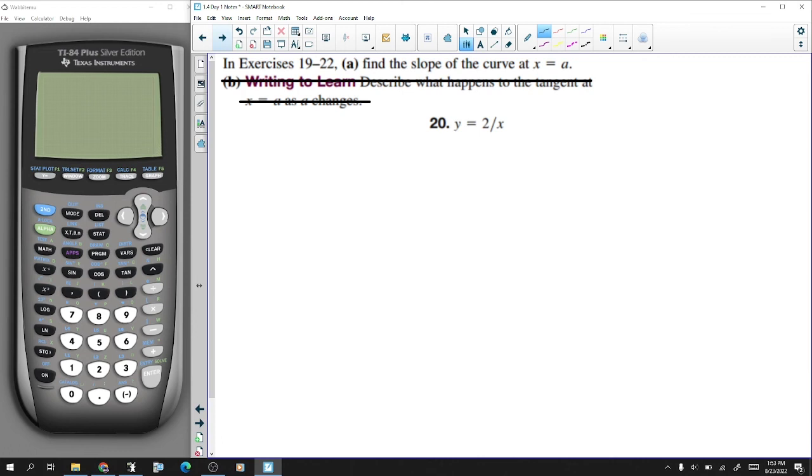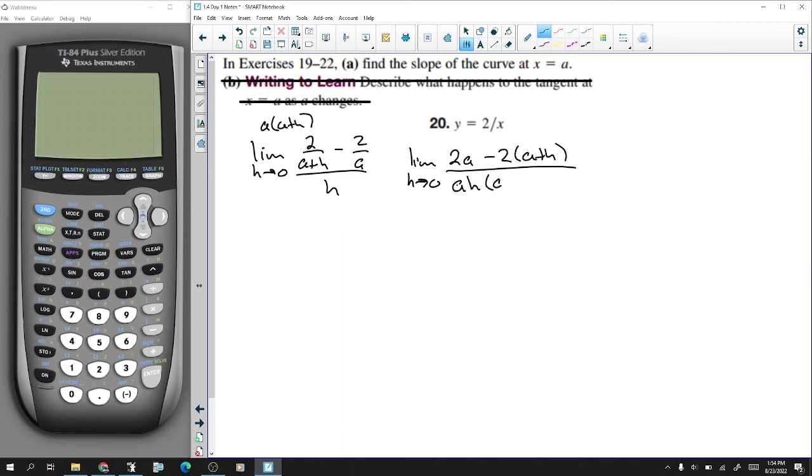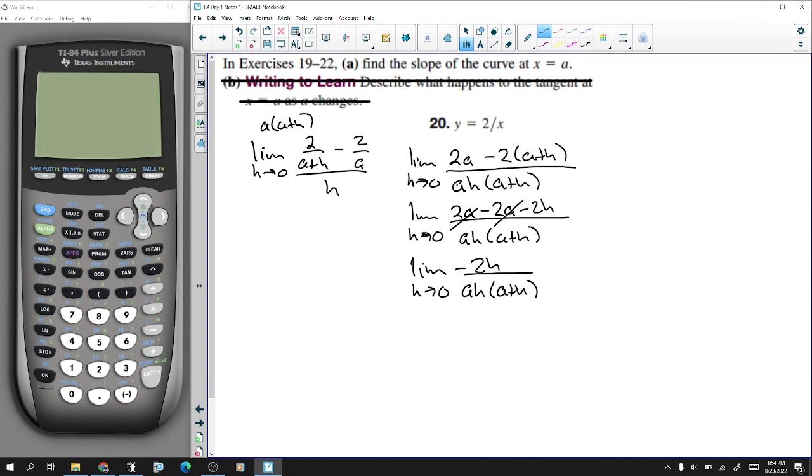Find the slope of the curve at x equals a. We have the limit as h approaches 0 of 2 over a plus h minus 2 over a, all over h. Limit as h approaches 0. We're going to multiply by a and a plus h, all three of those. So the a plus h's cancel, we get 2a. The a's cancel, we get minus 2 times a plus h. And then in the denominator, we get a h times a plus h. Limit as h approaches 0 of 2a minus 2a minus 2h over ah times a plus h. Well, these cancel. We have limit as h approaches 0 of negative 2h over ah times a plus h. Those cancel. And now we can plug 0 in. We get negative 2 over a squared.